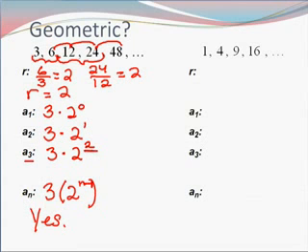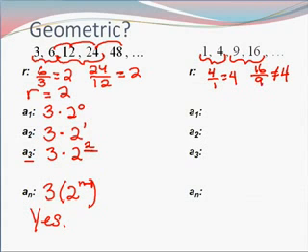Okay, let's take a look at this other sequence over here, 1, 4, 9, and 16. Let's test to see if this one's geometric. We've got 4 over 1, which equals 4, and 16 over 9, which definitely does not equal 4. So this sequence is not geometric.